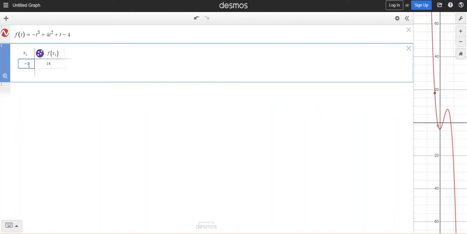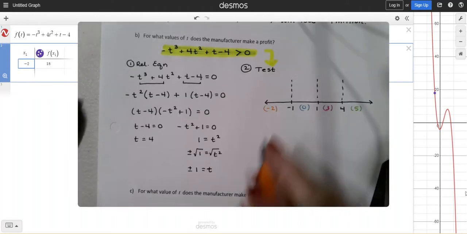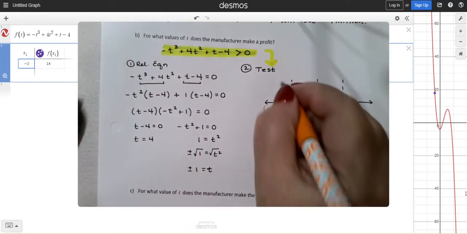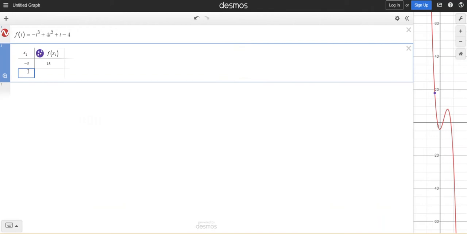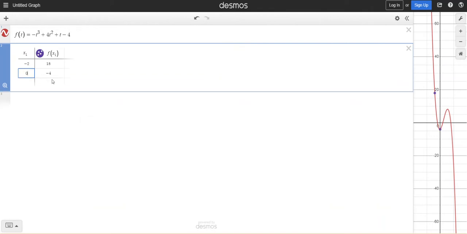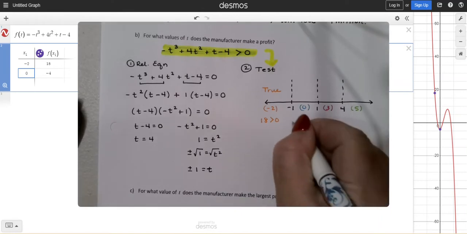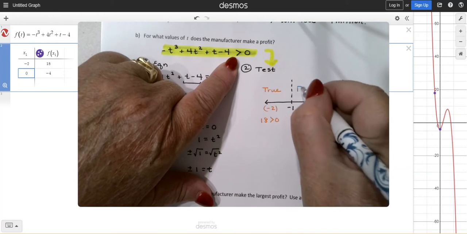And the first test value I had was negative 2, which gives me the result of 18. Is that greater than 0? Yes, that's true. All right, my next test value is 0. Again, not a real hard one to do in your head, but we'll use Desmos. We get negative 4 as an output. Is that greater than 0? Certainly not, so this is false.